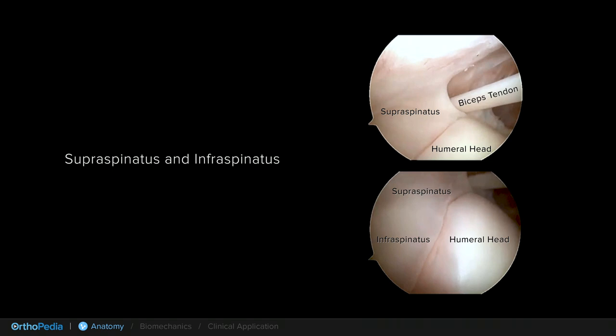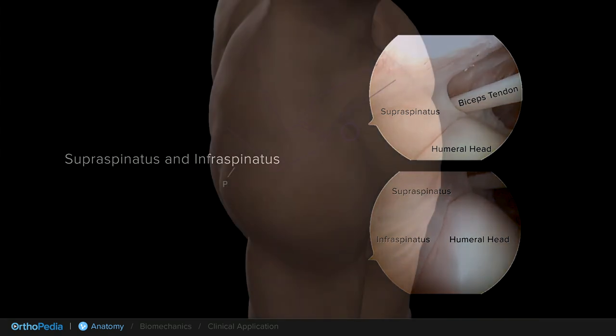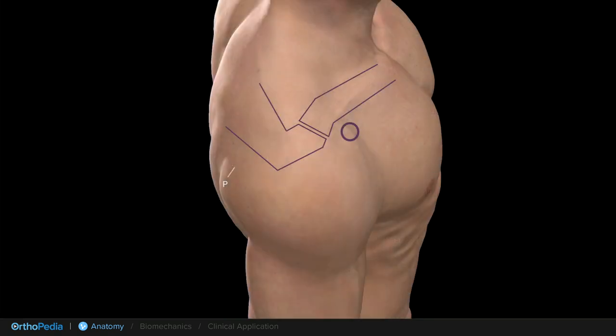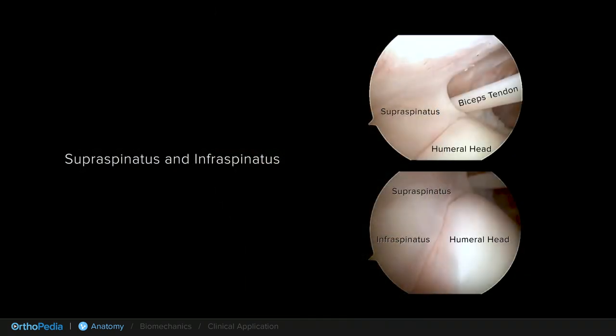The supraspinatus and infraspinatus can be seen in these arthroscopic images, both viewed through a posterior portal into the intra-articular space of the right shoulder. On the top right, you can see the humeral head, and just posterior to the biceps tendon, the insertion of the supraspinatus tendon onto the greater tuberosity.